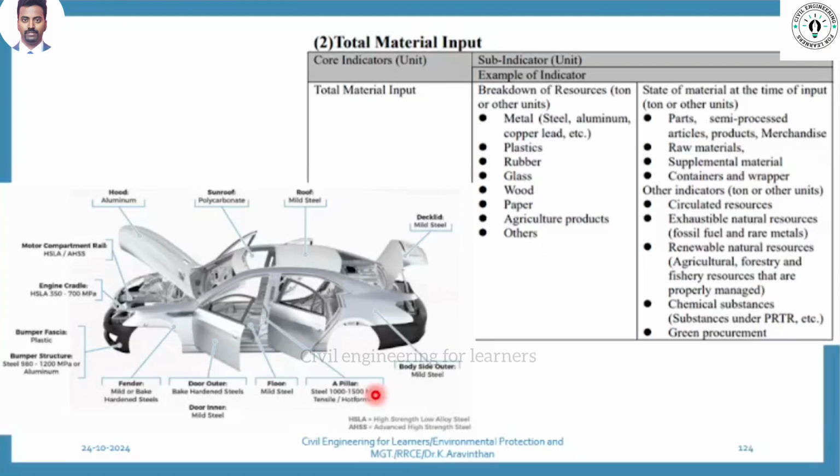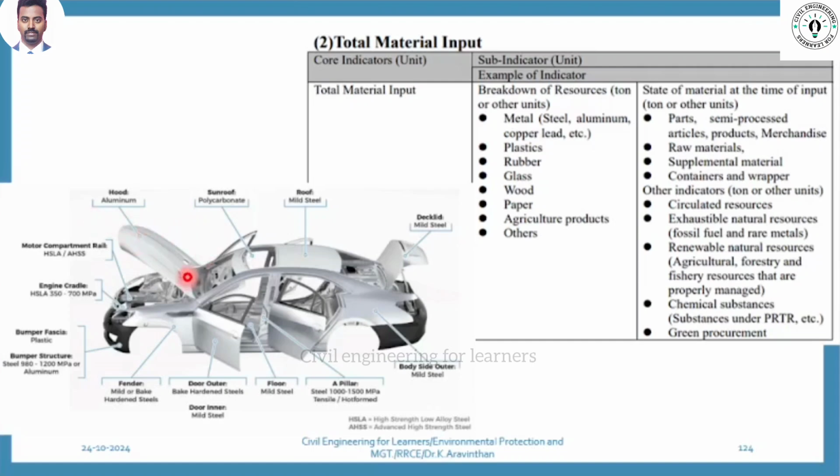Term 2, total material input. Any product has to be manufactured. Does it need raw material? Yes. Without raw material, nothing can be manufactured. I have given an example of a car. For manufacturing a car, how many materials are required here? For the top of the car, what material is used? Mild steel. Have you seen this sunroof? It will open and close. Some cars have it. What material is it? It is not steel. The material is polycarbonate. Polycarbonates are non-degradable material.